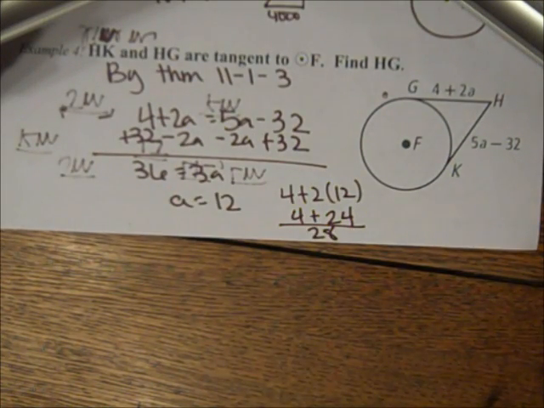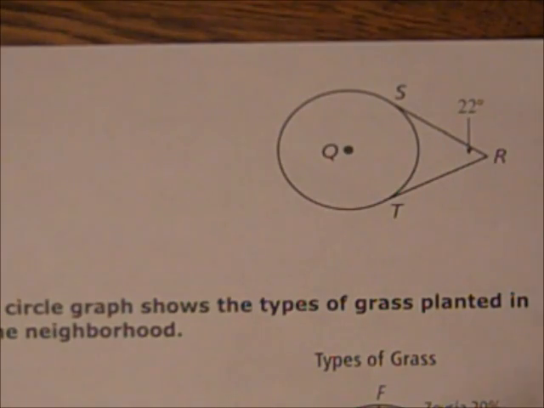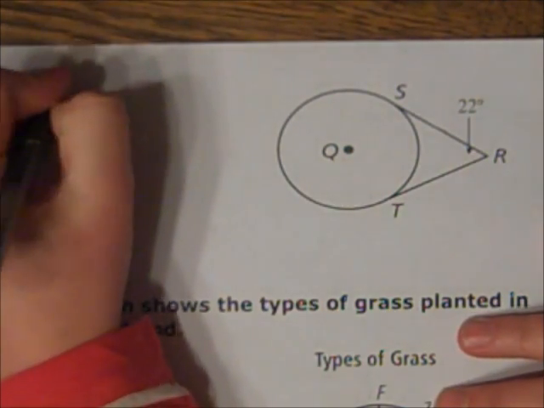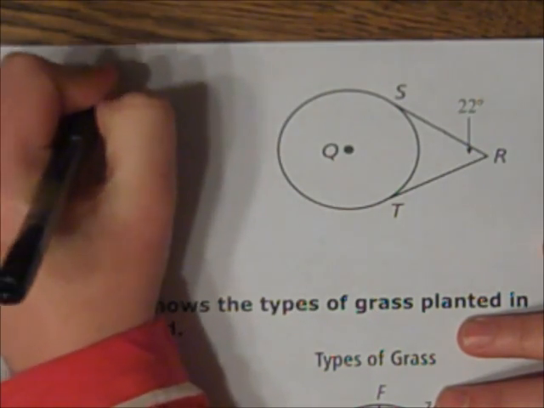All right, so that would be 28 for HG. You could also plug that into HK, and you should also get 28 because they better be congruent, otherwise you did the whole thing wrong. Okay, so this one doesn't tell you what it's after. I forgot to type that in there. It's asking you to find the measure of angle SQT.